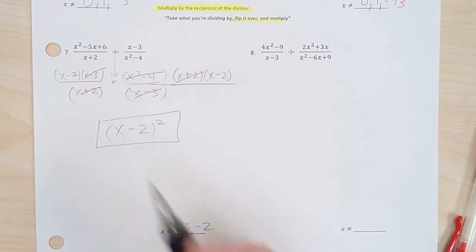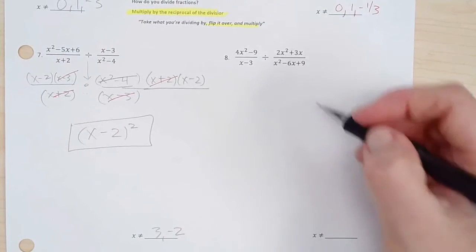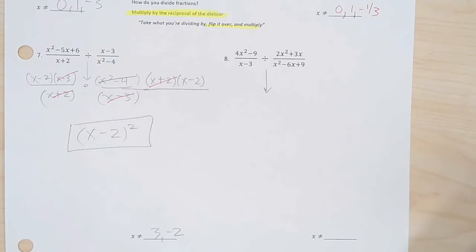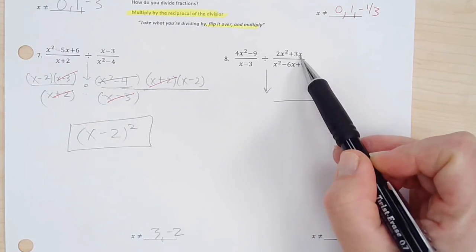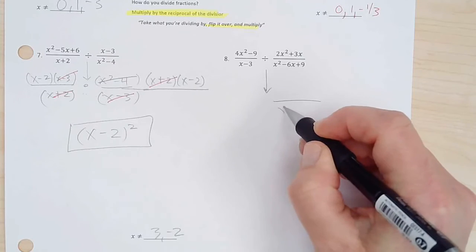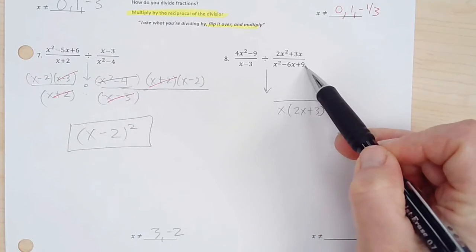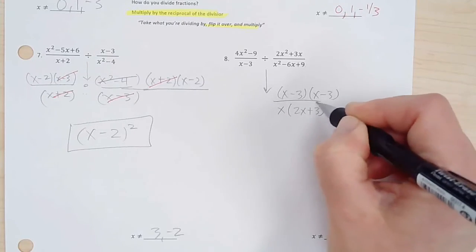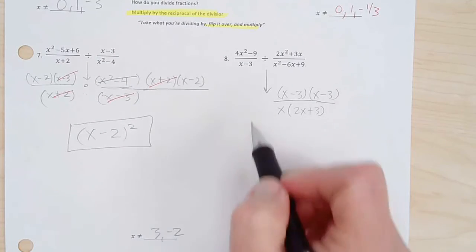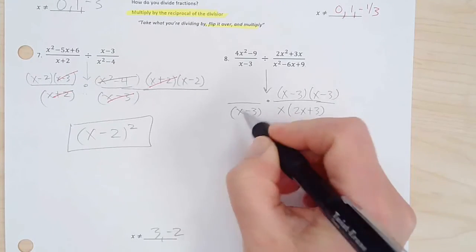Okay. All right, last problem. Let's flip and multiply. When we flip, let's go ahead and factor. So from the numerator here, which turns into the denominator, we can factor out an x. We get 2x plus 3. Over here, this is a perfect square trinomial, x minus 3 times x minus 3. Now we are multiplying. There was a x minus 3 here. We don't flip the first fraction, that stays.